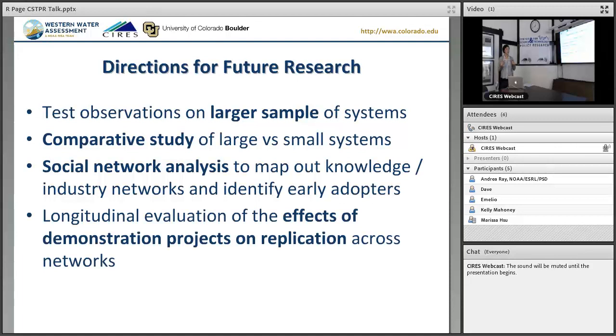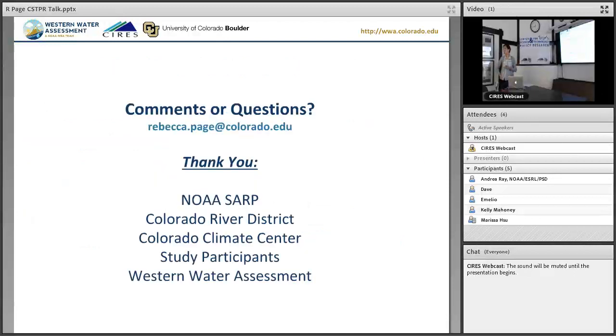And then the idea of demoing new products on large water systems first, and then enabling replication among smaller water managers. I think that could be tested and studied a little bit more. It's an interesting idea that has come up in a couple different places, but maybe doing a longer term study to see the effects of demonstration projects, to see, does that really work? Would that be an effective strategy for scaling up an information product? And yeah, that's it. I'll take questions.